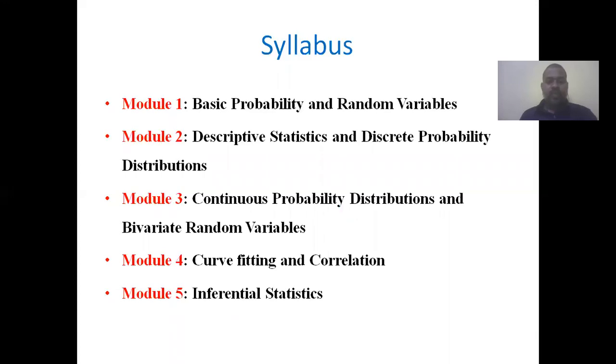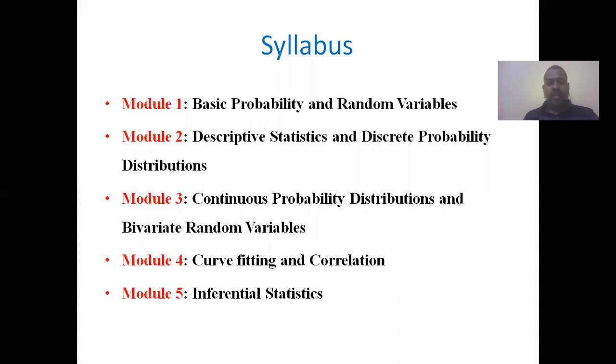In module 2, we have descriptive statistics. There we study moments, skewness, kurtosis, etc. Then we'll move to discrete probability distributions. In the discrete probability distributions, we have binomial distribution, Poisson distribution, and multinomial distribution. Then we move to module 3. In that one, continuous probability distributions, which are normal distribution, exponential distribution, and gamma distribution. Then we study bivariate random variables.